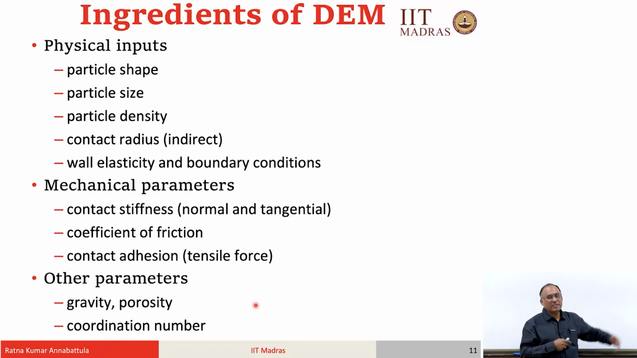So, these are all the ingredients in a DEM setup, where you input most of these parameters, and as a part of the solution, you can calculate the contact radius, which will decide the motion. And this coordination number is one of the important parameters that allows us to understand how the packing is in the system.